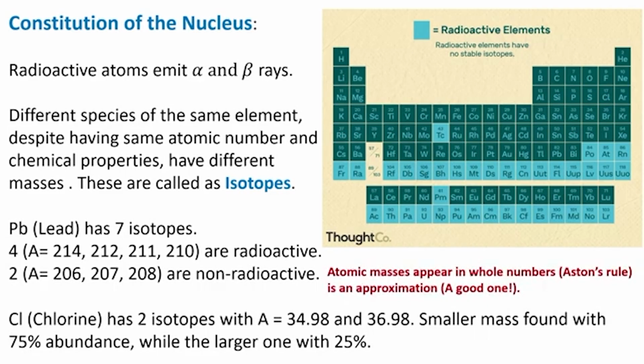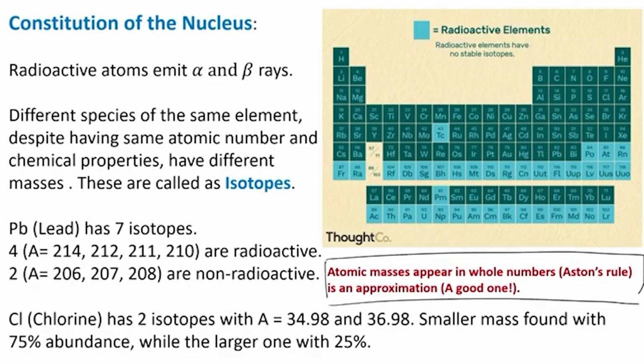What's written here in red is that these atomic masses appear in whole numbers, and this is called Aston's rule. It's really an approximation, but a very good approximation. They are very close to whole numbers. As you see, 34.98 can be interpreted as 35, and 36.98 certainly can be interpreted as 37, and that is how they are quoted. To be very precise, we have written these numbers with decimals for the mass number of chlorine, but they are usually quoted as 35 and 37.